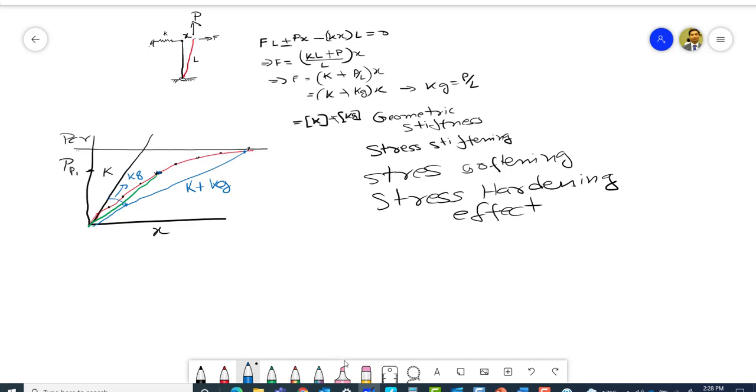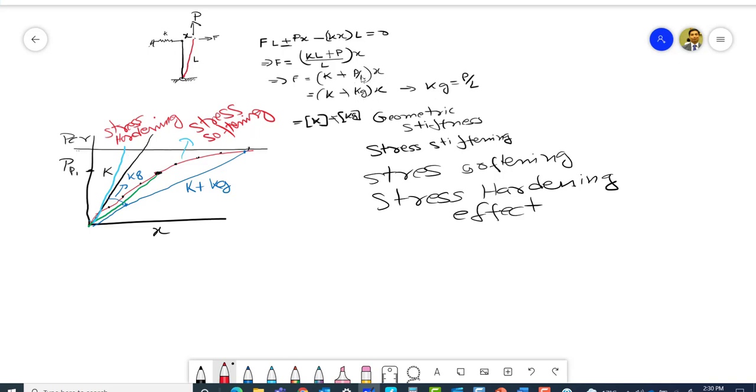Now, when P is acting upward, if I choose the path like this, then it also diverts from the actual linear path, but in the opposite direction. So what is this graph representing? This graph is representing the stress hardening effect. All the graphs on the right side of this slope denote stress softening, and on the left side they denote stress hardening. So you could understand the graphical representation of this nonlinear path. Now our job is to find this final k plus kg value, or this slope, to directly get the solution point.